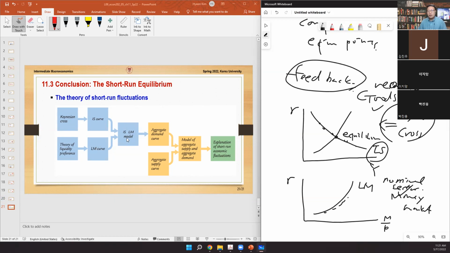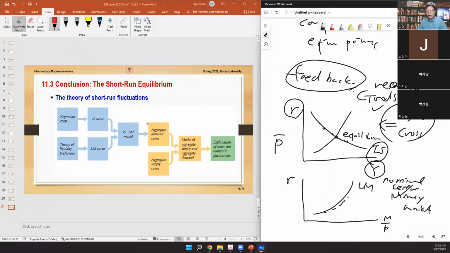And this IS-LM model will be based on the main players, the real interest rate and Y, because P is fixed.